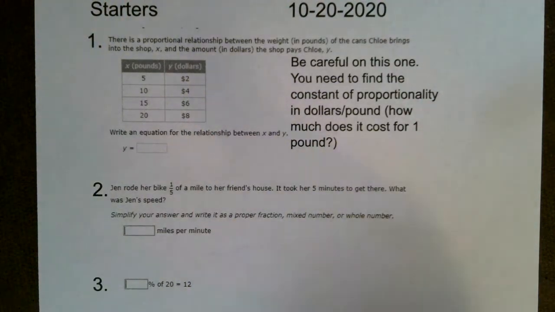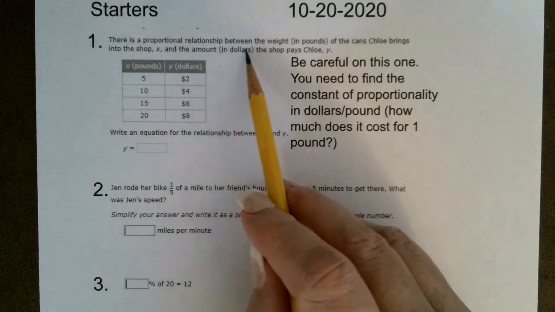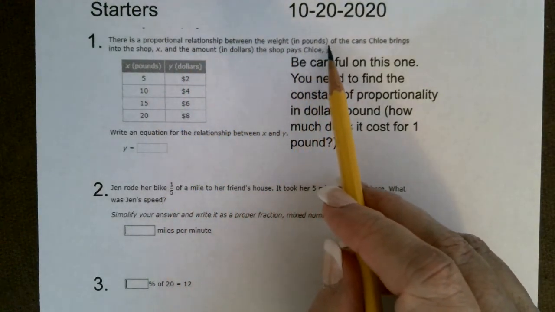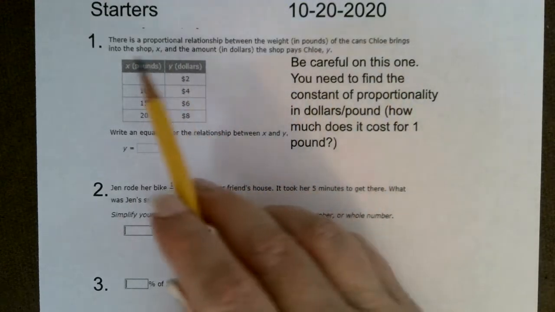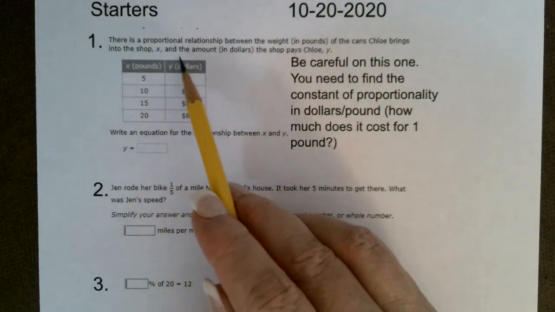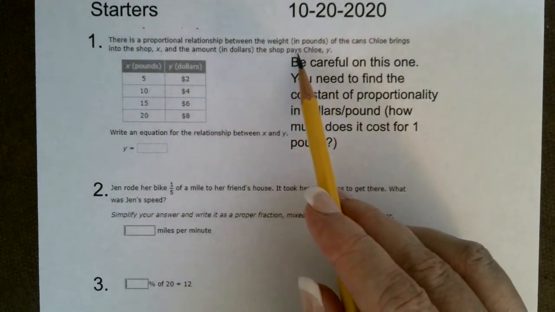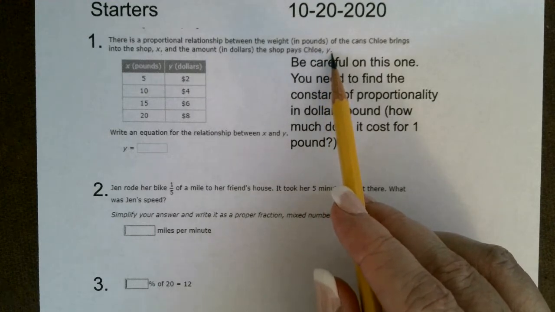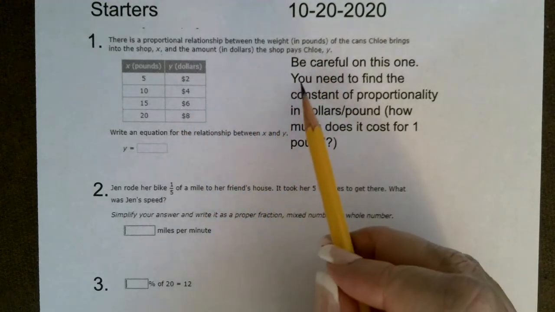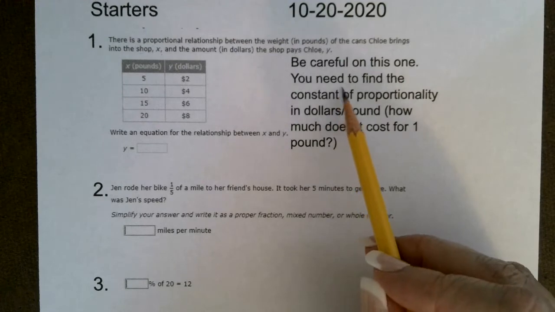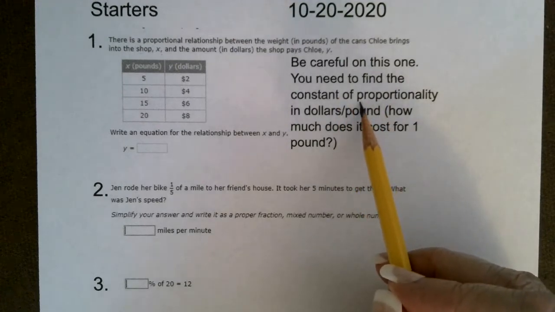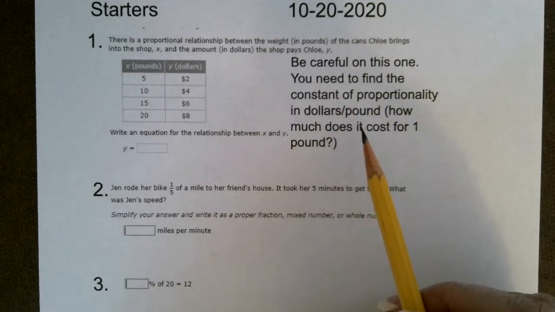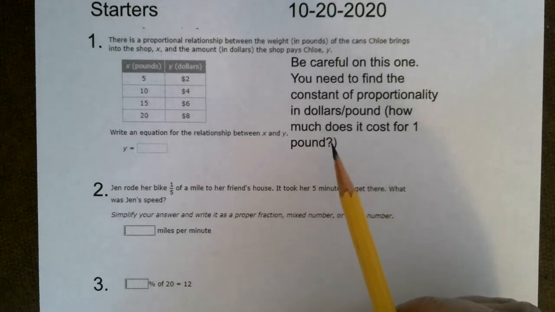So the first one is there is a proportional relationship between the weight in pounds of the cans that Chloe brings into the shop X and the amount in dollars that the shop pays Chloe Y. On this one, you need to be careful because you need to find the constant of proportionality in dollars per pound. So how much does it cost for 1 pound?